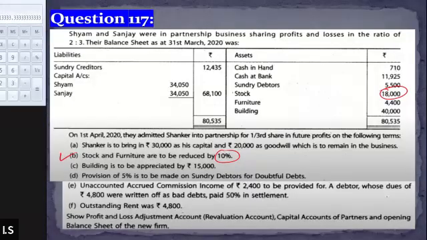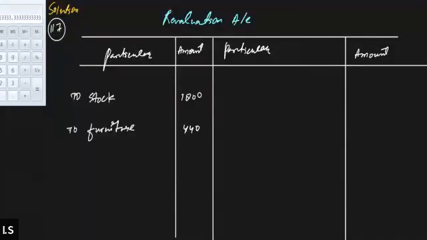Okay. Now, the third adjustment in the question says that the building is to be appreciated by 15,000. The value of the building currently is 40,000. It will be appreciated by 15,000. But anyway, since the value of the building is increasing, we'll go to the revaluation account on the credit side and write down by building. The value of the building is increasing, so on the credit side, we'll write down 15,000.